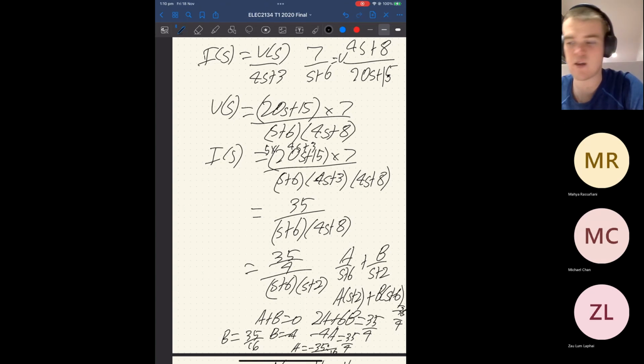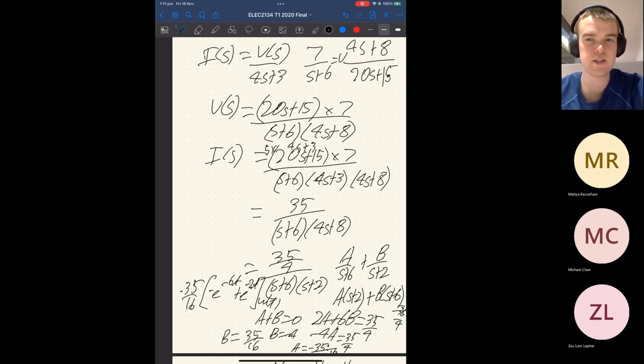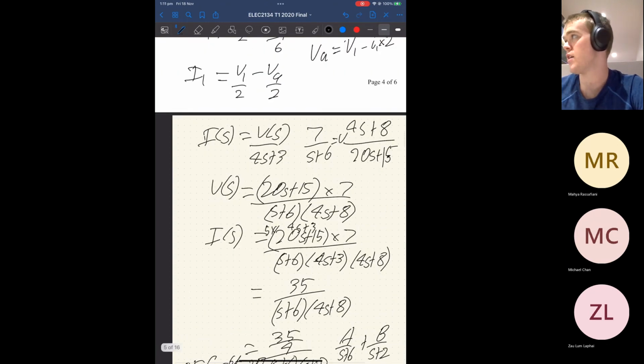And then take the Laplace inverse, which is nice, because it should just be 35 on 16 out the front of minus e to the minus 6t plus e to the minus 2t, u of t. Okay, does that make sense? Yeah. Unfortunately, yeah, it's just a lot of calculations. That's really all it is.